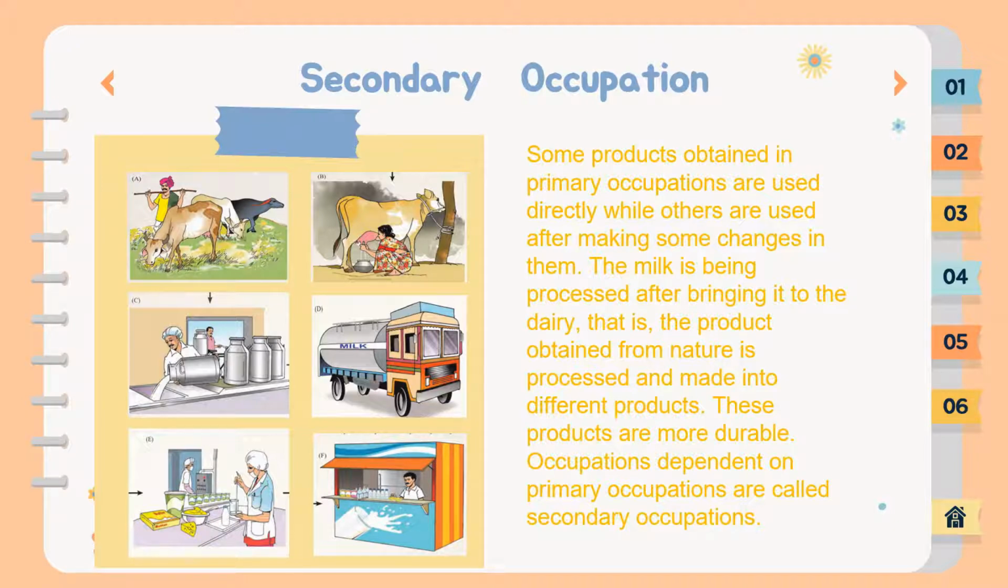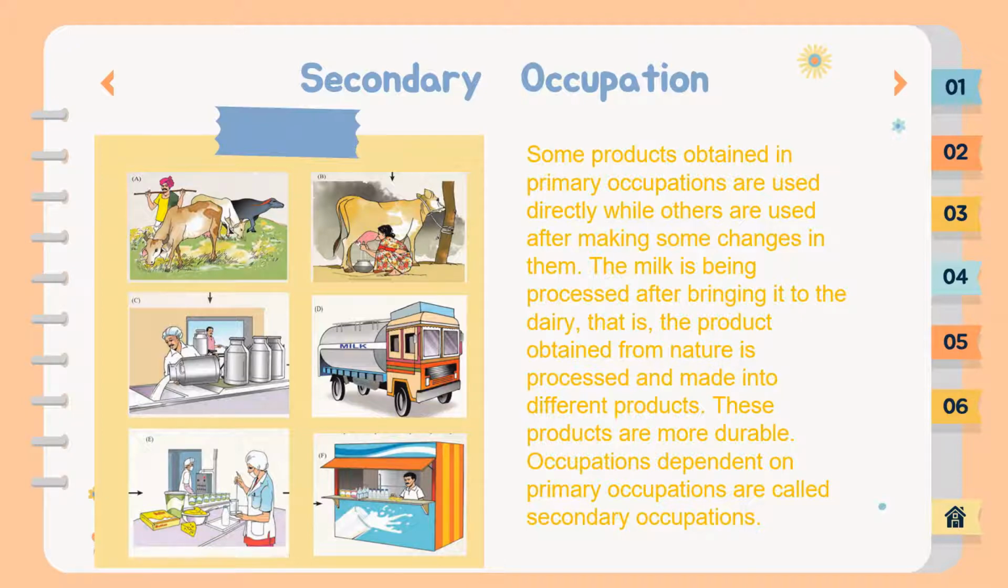These products are more durable, which means they can last for a longer period of time. Their quality is enhanced too, and therefore their price is also higher. For example, Shrikhand, butter, cheese, and milk powder are processed from milk. This processing is an industrial activity.